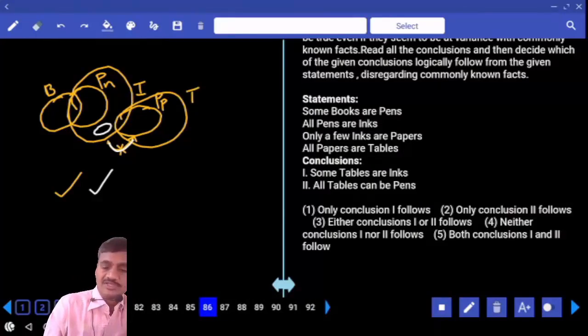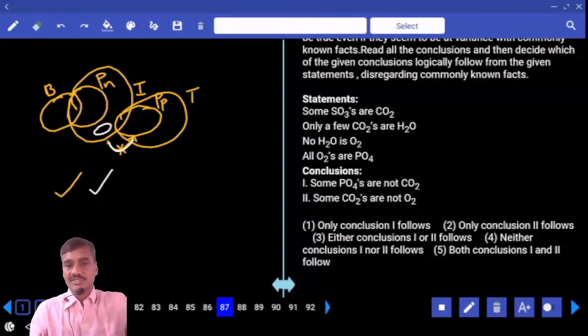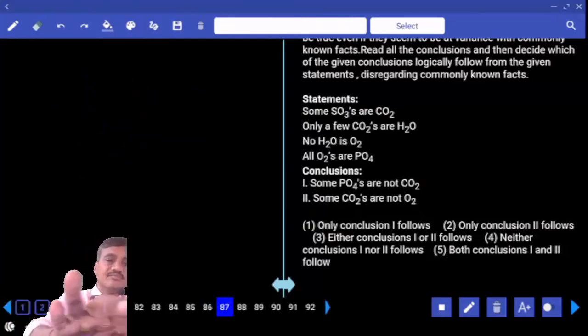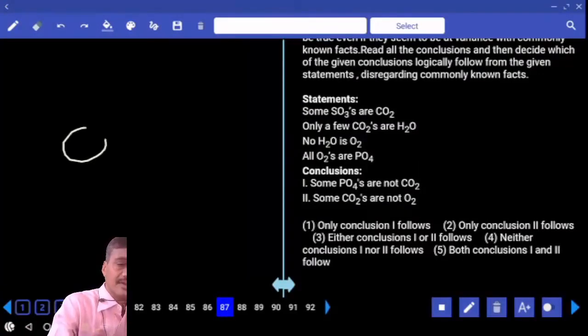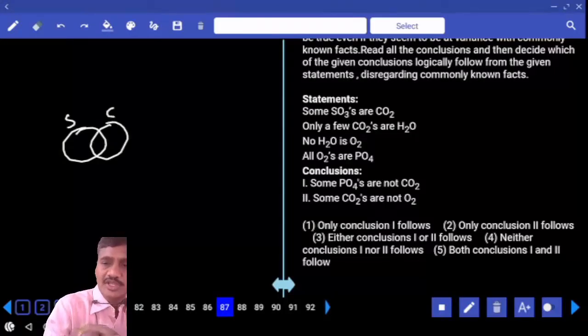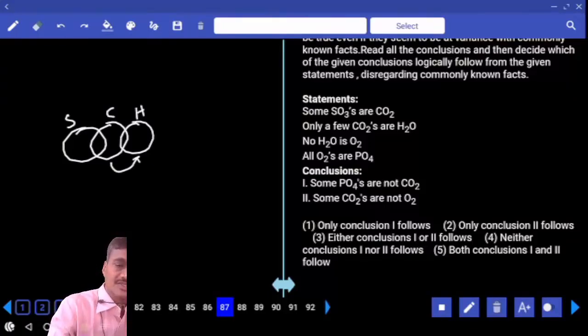Choice 5, question number 86. Then coming to this 87, and some of these SOs are CO2s. Now some SOs are CO2s. Now these are the SOs that are CO2s. And only a few CO2s are H2Os. Only a few CO2s are H2Os.